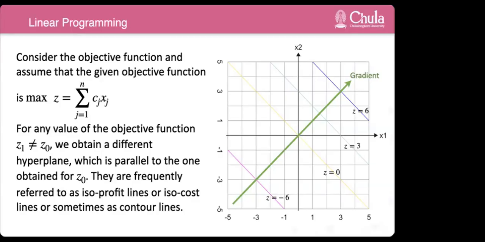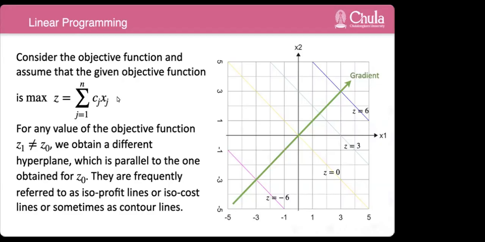You see that if we fix Z, the value of the objective function, to be constant, we have a set of x1 to xn, an infinite set of points that satisfy this equation, right?